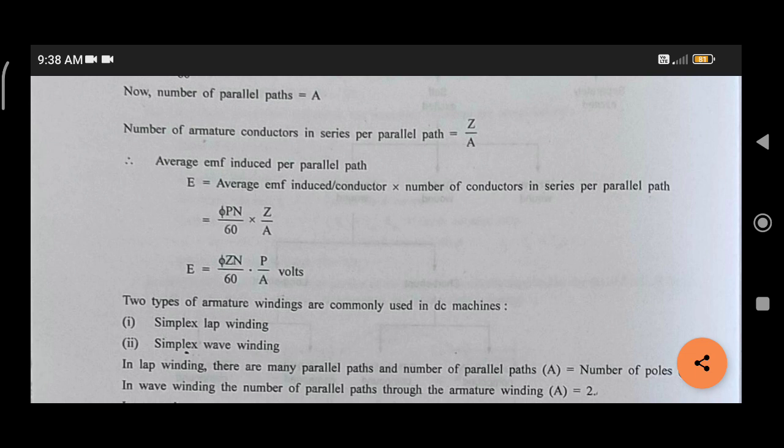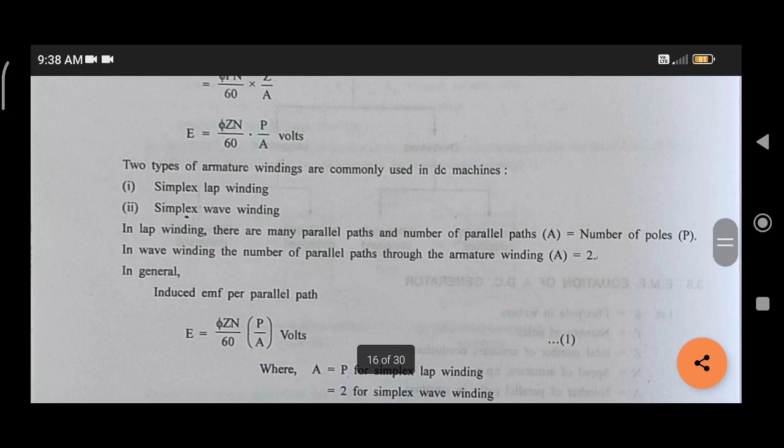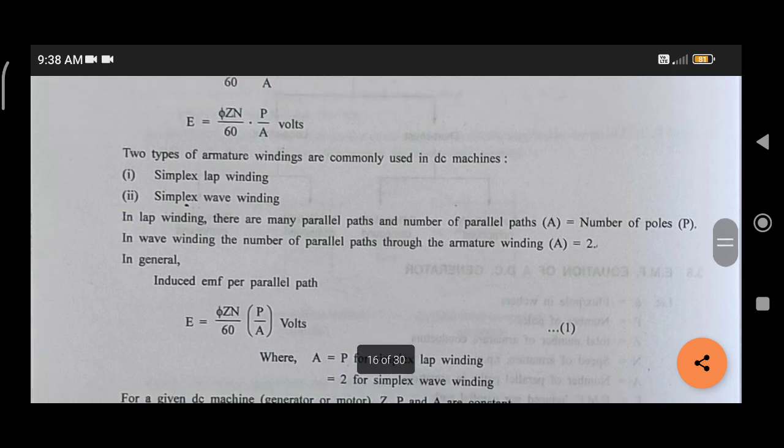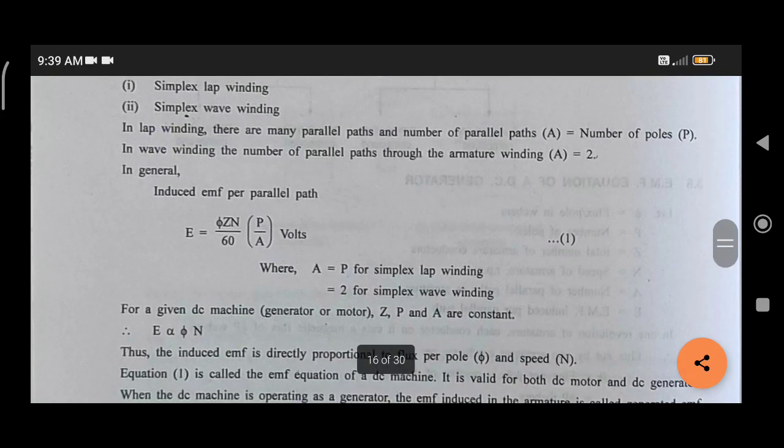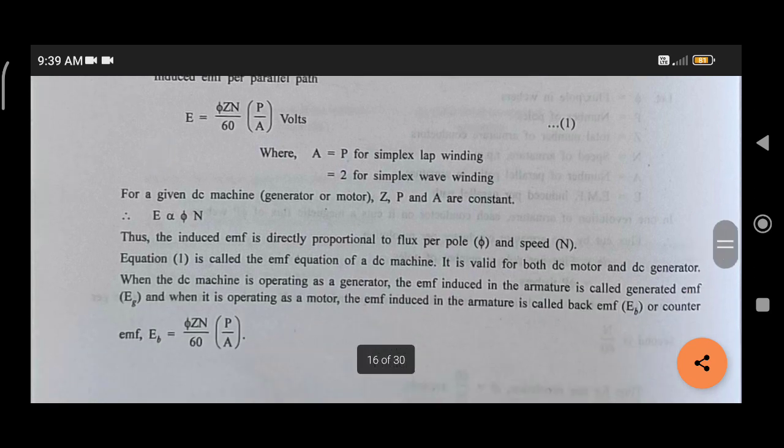There are two types of winding, simplex lap and simplex wave. What is the difference? There is no difference in the main equation, but if we evaluate it further, then in simplex lap winding we know that A is P. The number of parallel paths is the number of poles. So P and A cancel out, and we are left with phi Z N by 60. And in simplex wave winding, we know that A is equal to 2. If we put that in, we get a further evaluated formula.